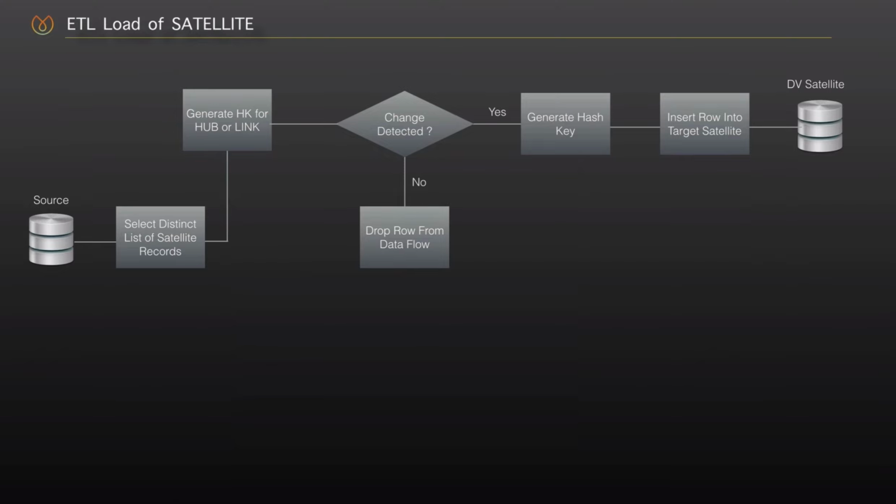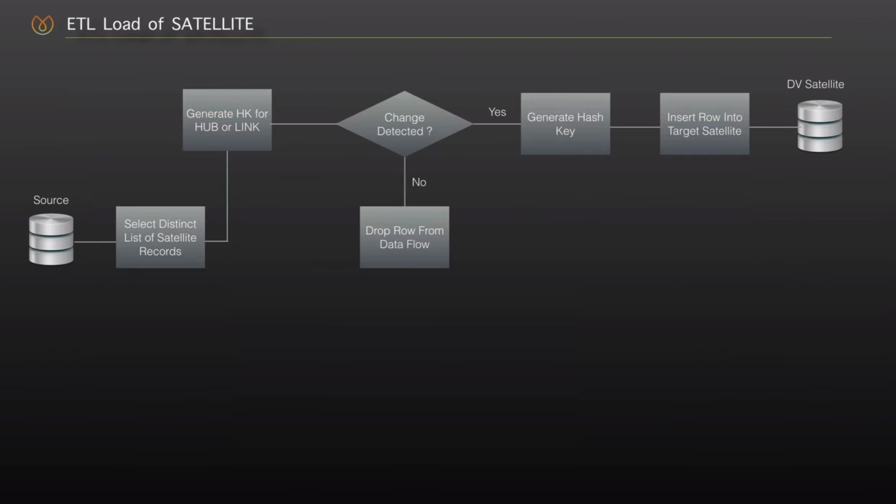If you are using the hash key in an environment where referential integrity is disabled, then you don't need a lookup operation. Then finally you check for changes, so we simply compare whether the combination of each attribute for a specific hash key exists in the target satellite or not.